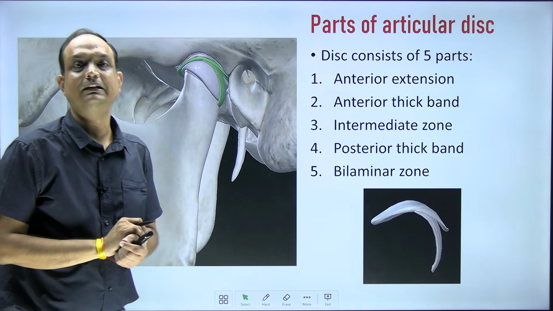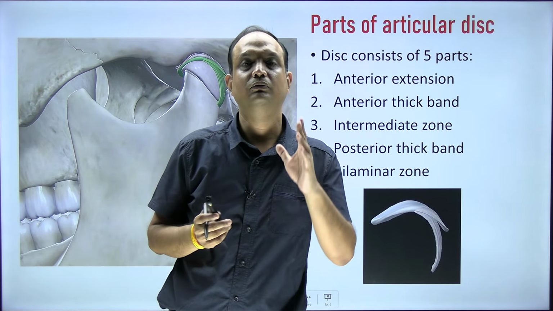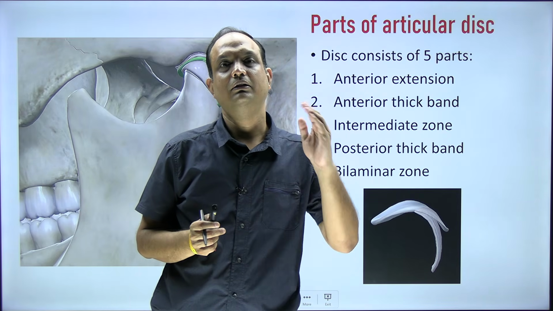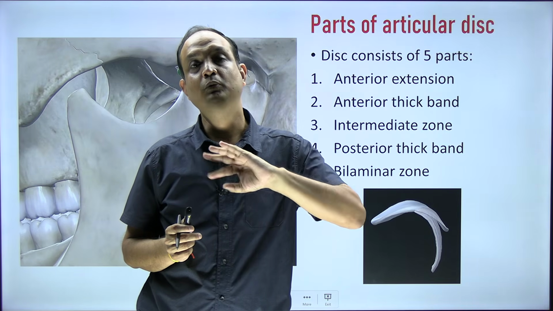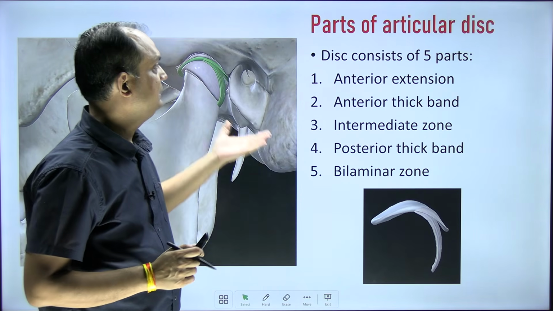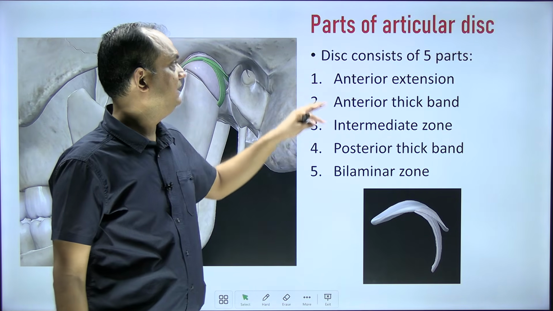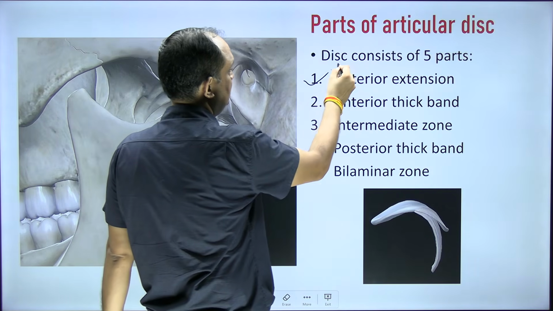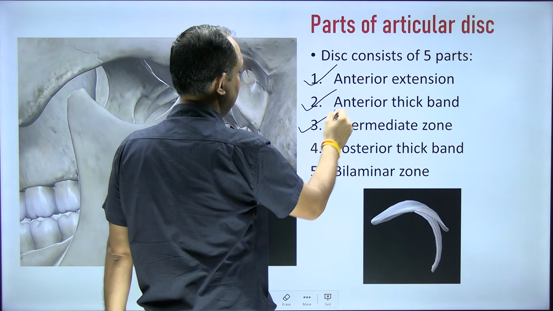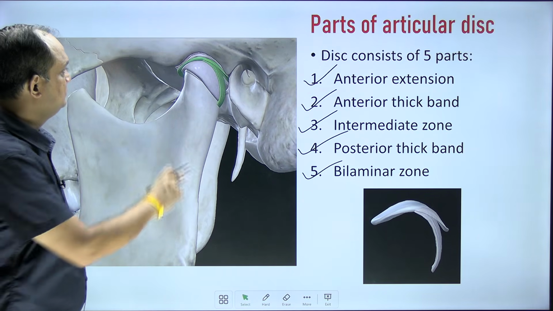Now, this is again a question: when you are writing about the disc, you have to write down what type of disc it is, what the two compartments are divided by, what the difference is between the movements in the two compartments, and the next thing is what are the parts of the disc. For the purpose, we divide this disc into 5 parts: anterior extension, anterior thick band, intermediate zone, posterior thick band, and bilaminar zone. So this is the disc.